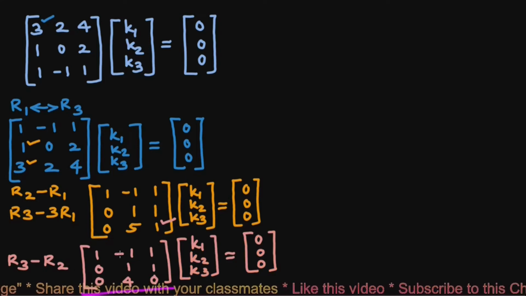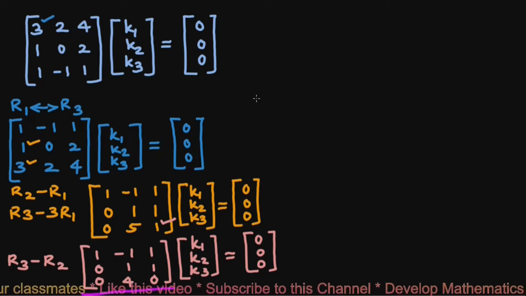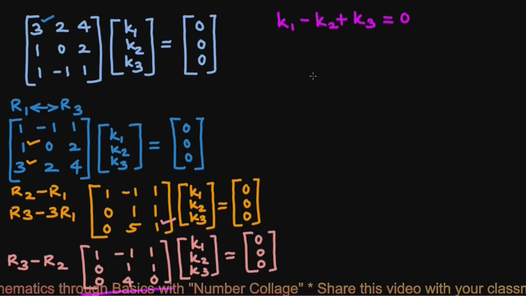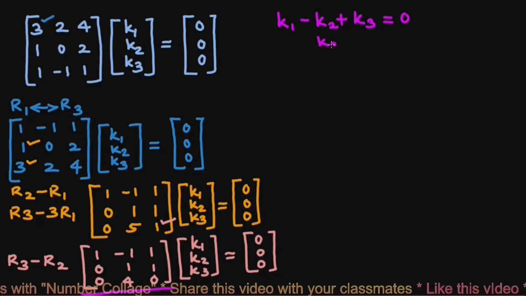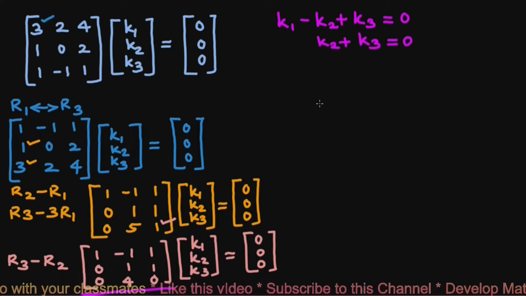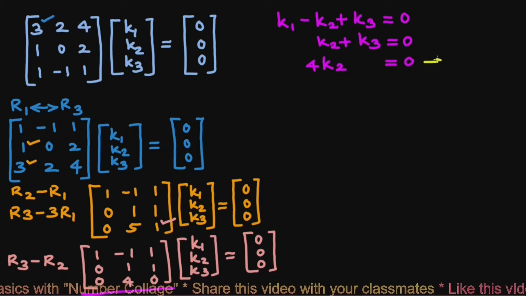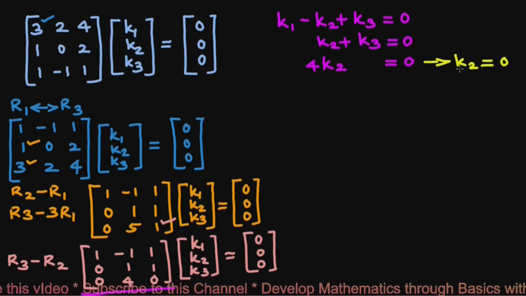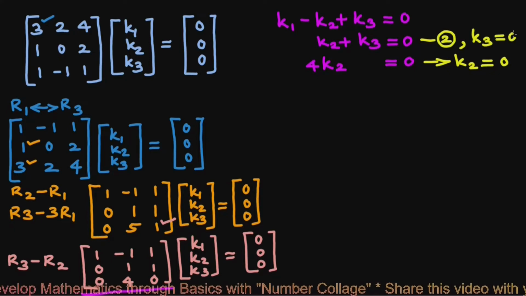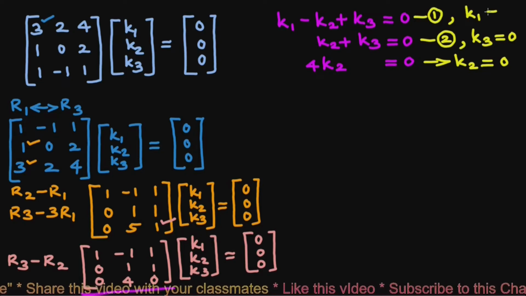We write the equations by matrix multiplication. This first row multiplied by this column gives us k1 minus k2 plus k3 equals 0. Then second row into column gives us k2 plus k3 equals 0, and third row and the column gives us 4k2 equals 0. 4k2 equals 0 gives us k2 equals 0. Using k2 equals 0 in the second equation gives us k3 equals 0, and using k2 and k3 in the first equation gives us k1 equals 0.